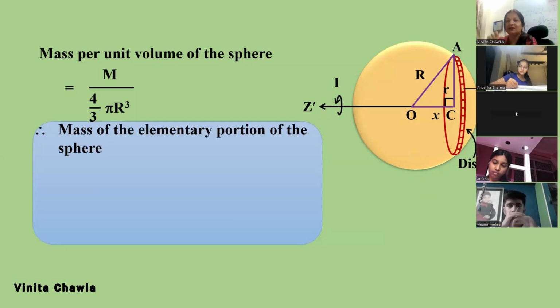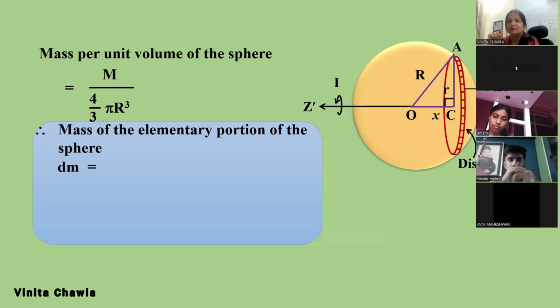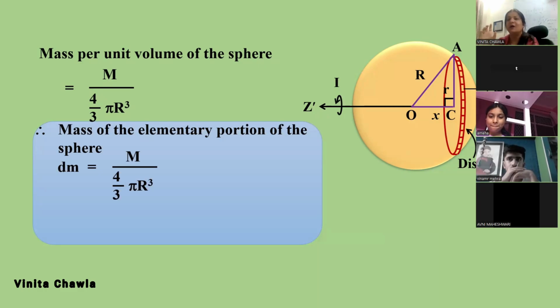Now we'll consider this elementary portion of the sphere, and the mass of this elementary portion is small dm. We can write this as M upon 4/3 πr³, which is mass per unit volume, multiplied by the volume of the elementary portion. The elementary portion is the disk, because if you take a thin slice out of the solid sphere, then you'll get a disk. We can easily find the area of the disk, and by multiplying thickness with the area of the disk, we'll get the volume of the disk.